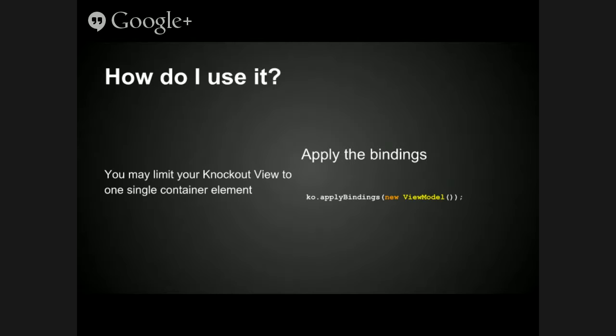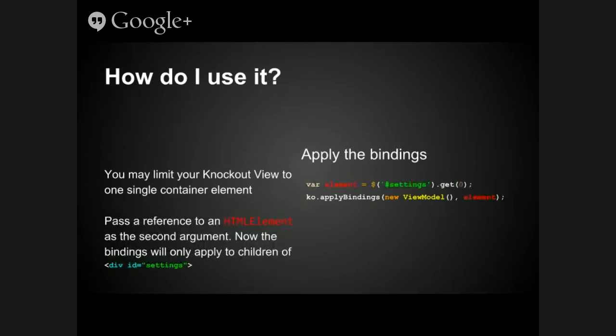You can limit your Knockout view to one single container element by passing that element as the second parameter to the applyBindings function. It actually has to be an HTML element. It can't be a jQuery set. So like I said, Knockout and jQuery are totally separate. You can use jQuery to get a reference to your container, but you actually have to pass the real HTML element in as the second argument to your applyBindings.